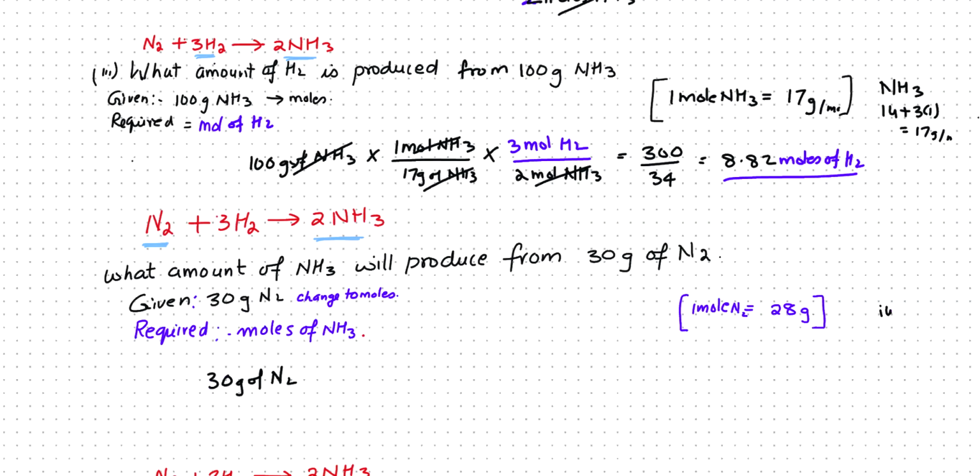So multiply by 1 mole of nitrogen equivalent to 28 grams of nitrogen, times mole ratio. So the mole ratio is 1 mole of nitrogen combines with 2 moles of ammonia. So we have to find moles of ammonia. So we write here 2 moles of ammonia. Whatever we have to find, we write at the top: 2 moles of ammonia upon 1 mole of nitrogen.